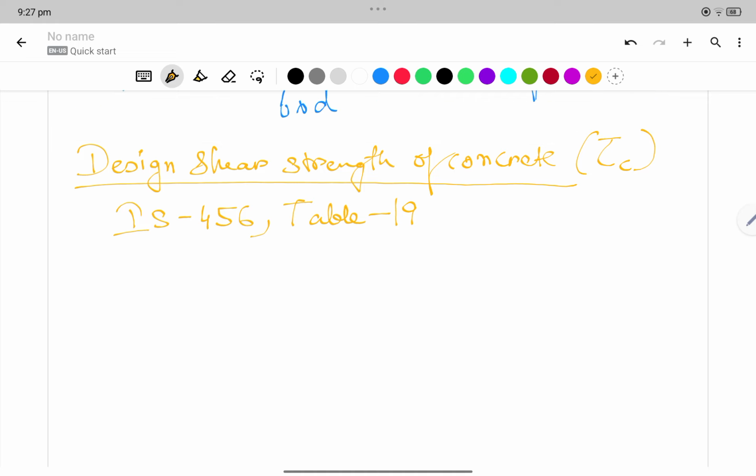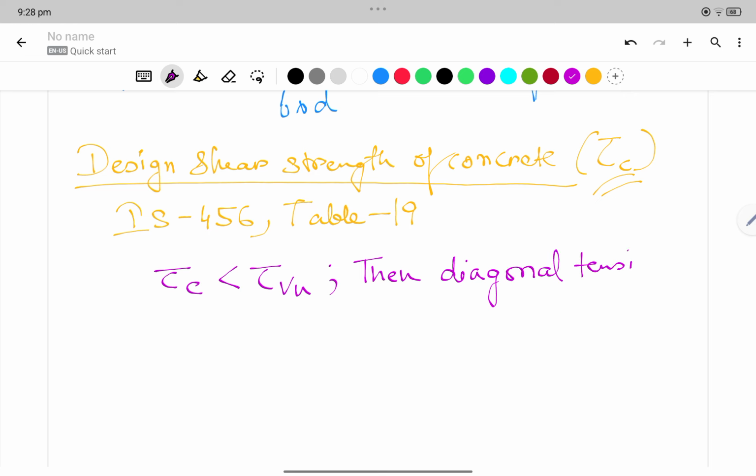One thing we will see here. After we get the tau c value, we will check that if tau c is smaller than the nominal shear stress, okay, if this happens, then diagonal tension failure occurs.